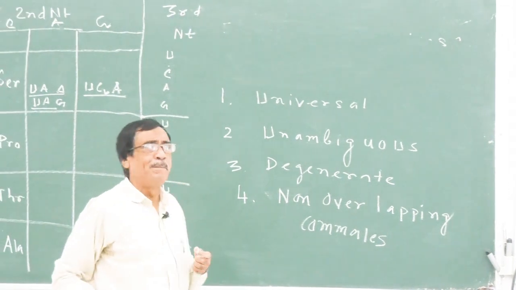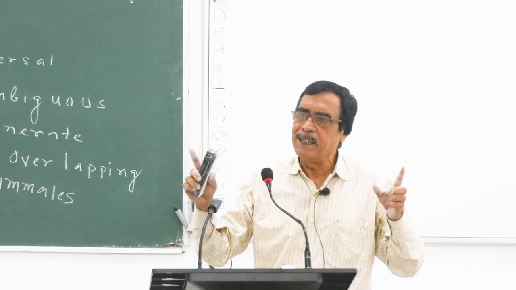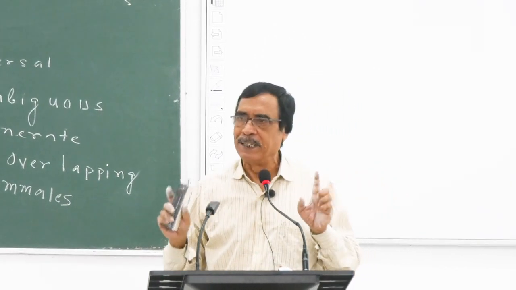What does non-overlapping mean? The genetic code is read from 5' to 3'. It is present in the mRNA. Codons are present in the mRNA.